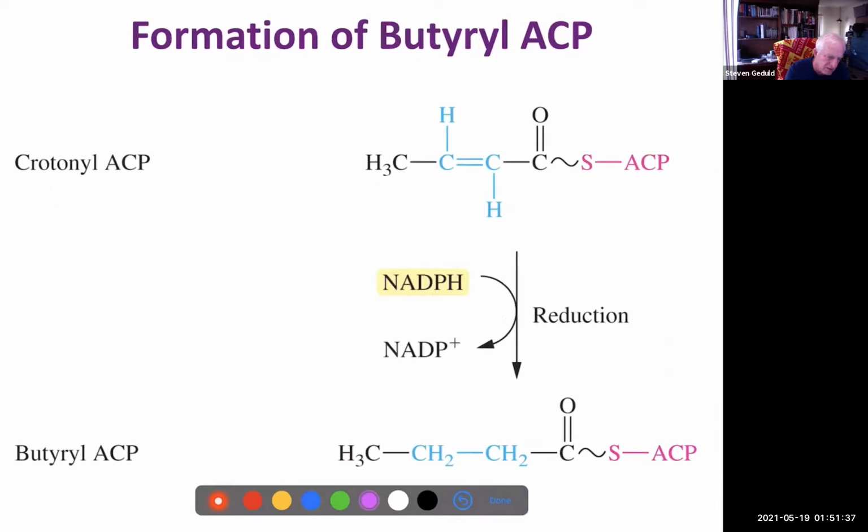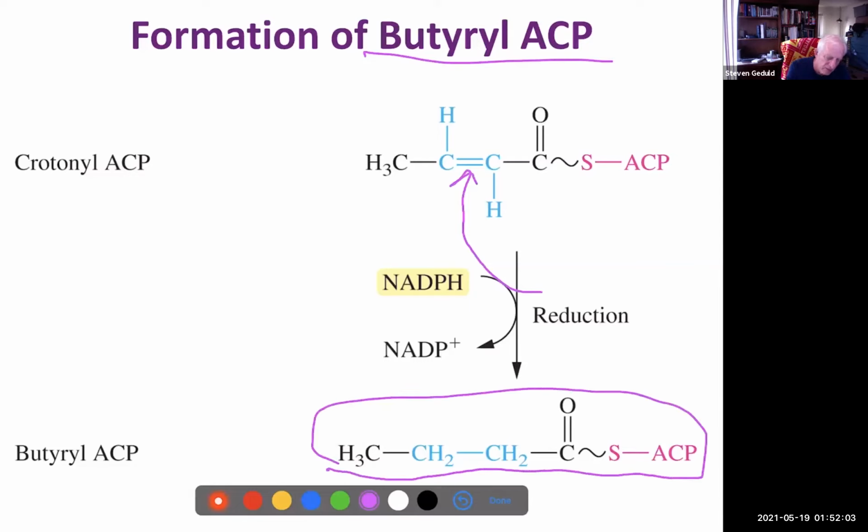And the last one is the formation of butyryl ACP. Remember, butyryl is a 4 carbon ACP group. So crotonyl ACP, and you go through reduction to get rid of the double bond here. You can reduce that double bond by adding hydrogen across it. And you can use NADPH for the reduction. Okay. So you get a reduction reaction and you get your butyryl ACP, 4-carbon group.